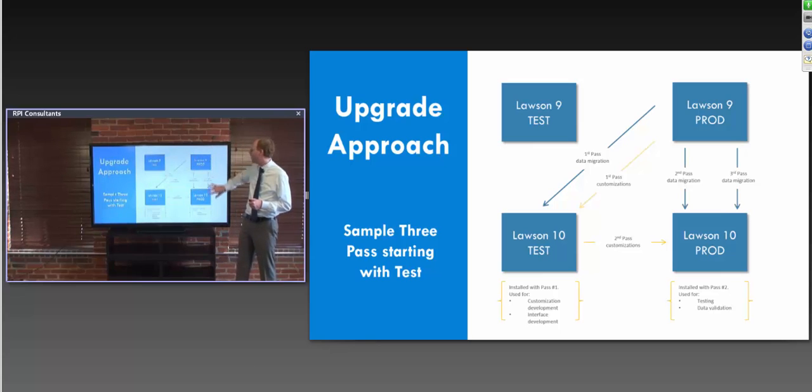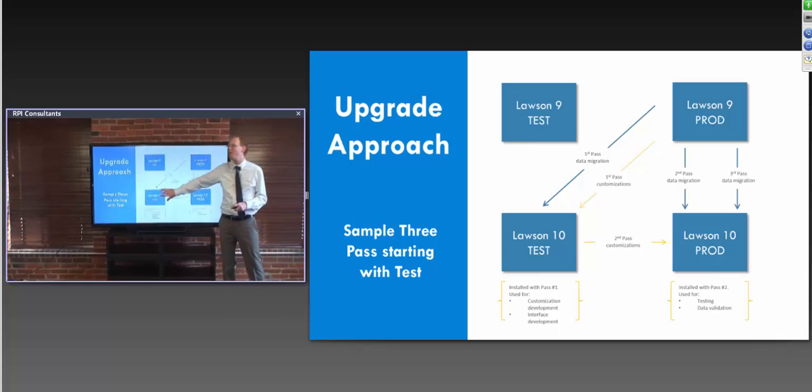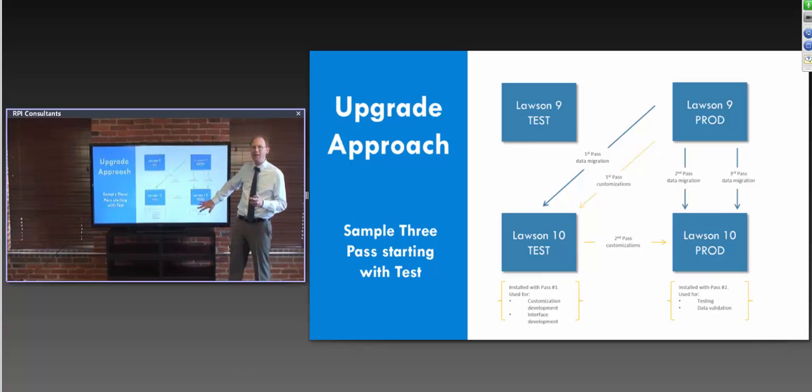While our data came from Lawson 9, our custom code is promoted from our future test environment to our future prod environment, following our typical change control process. Even though it's not a live environment, we want to follow change control to make sure that we keep the environment clean and we have full documentation on everything that gets deployed. And then finally, our third pass is our actual go-live upgrade.